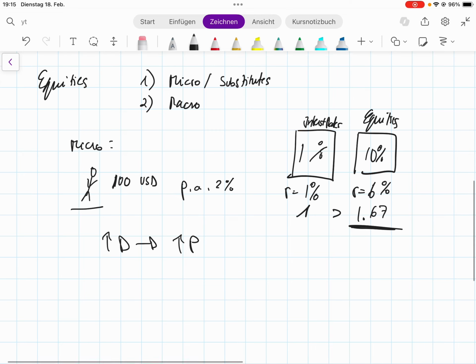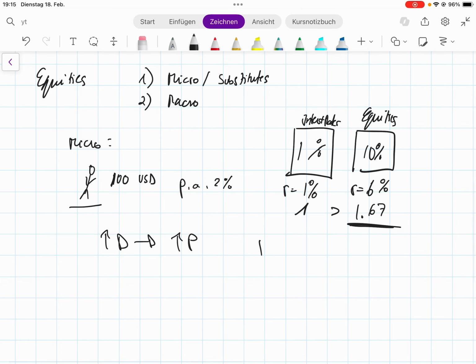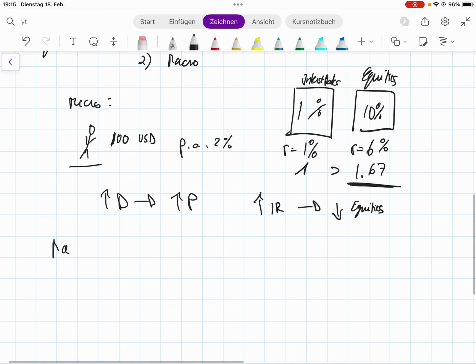So this is the first. So in general, we can say that if the interest rate goes up, that translates in a decrease of equities. And the first one is with a substitute. So basically, we have two available investment options, and we will take the nicer one. Nicer one, of course, I mean more attractive in the sense of returns.